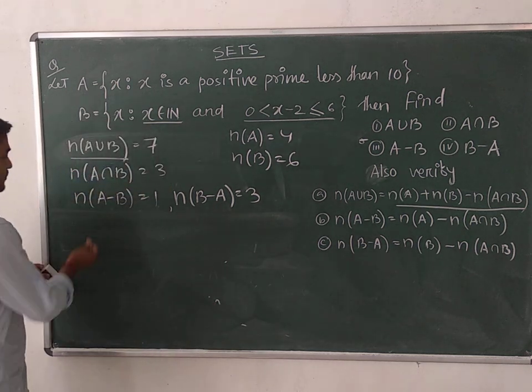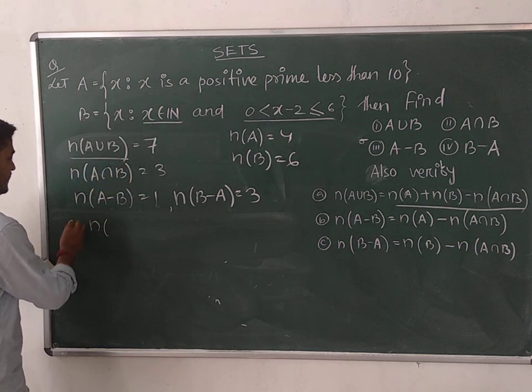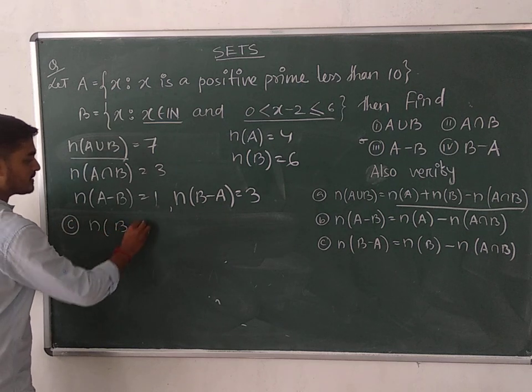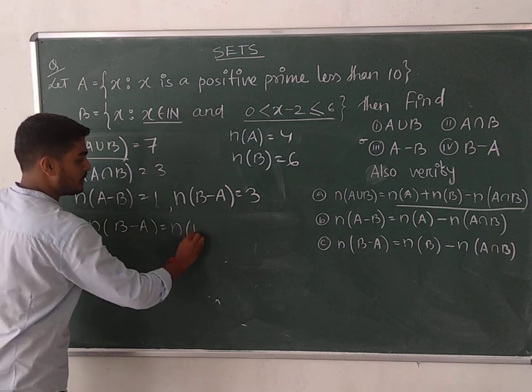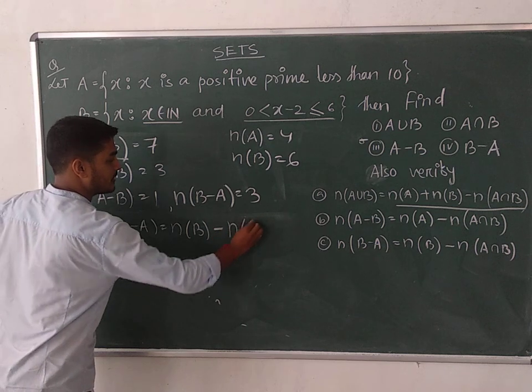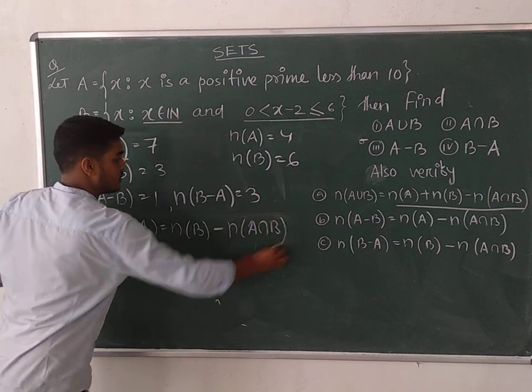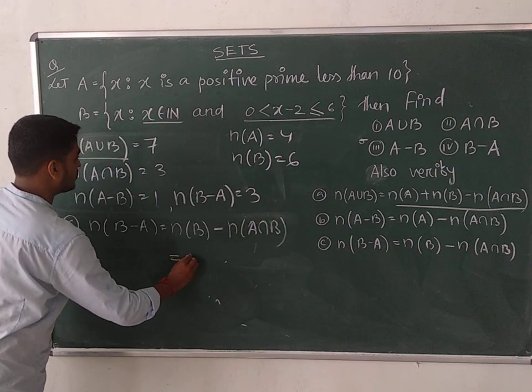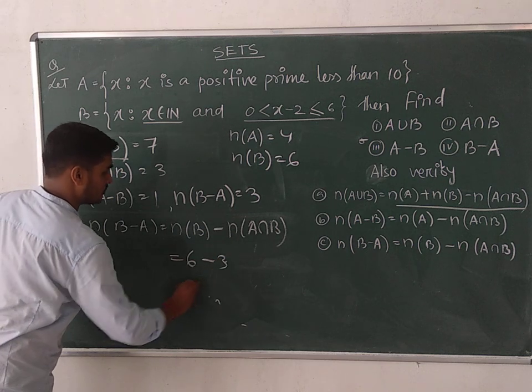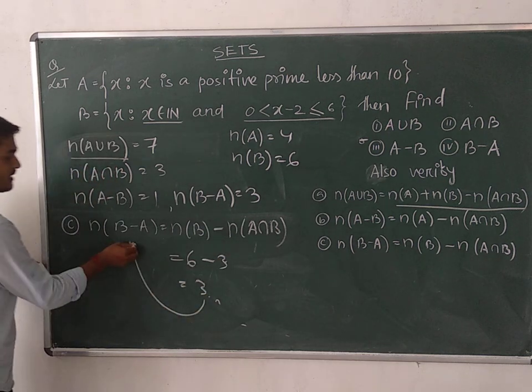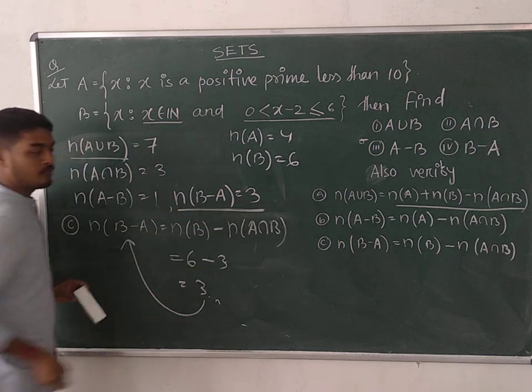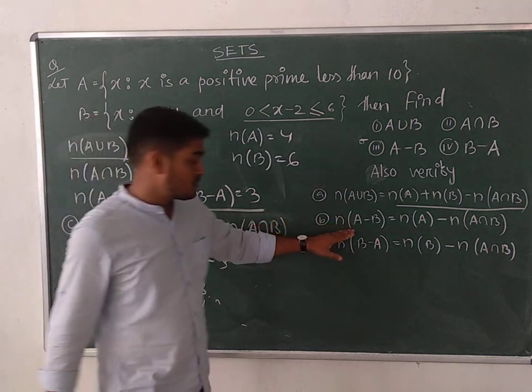What about the third one? n of B minus A, what is given? n of B minus A is equal to n of B minus n of the intersection. So put the value. n of B is equal to 6, intersection is equal to 3. This is equal to what? 3. Is it the correct value? Yes, this is the correct value. Just go through the formulas once again, please.